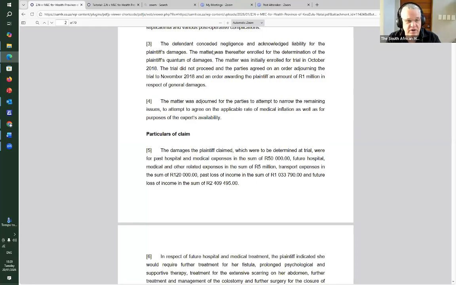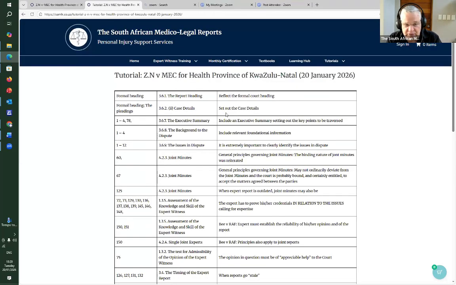So if we then have a look at the formal heading, the case details, that's on the formal level, and then immediately. And you'll see that when we train on writing an expert report, we talk about the executive summary, right? And how important the executive summary is. Those that have done the intermediate course in particular will know that. And an executive summary setting out the key points to be traversed.